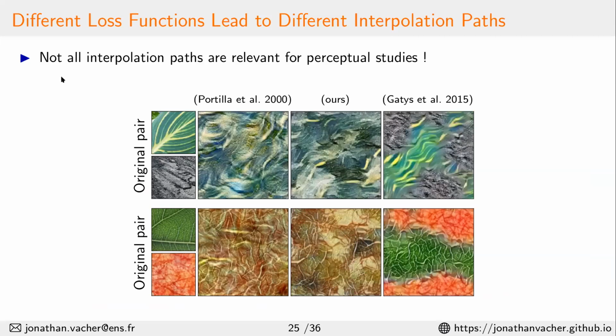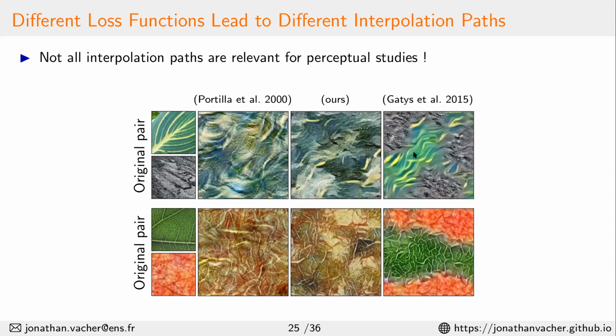And I observed that not all interpolation paths are relevant for perceptual study. So I used the Portilla-Simoncelli algorithm, which is another way to perform texture interpolation, and this was also used in neuroscience, in electrophysiological studies and perceptual studies. But this is not grounded in any theory, but it works, which is incredible. It generates patches that are similar to what I'm able to generate. But if I use the first texture synthesis algorithm that was crafted using a deep network, here it doesn't work.